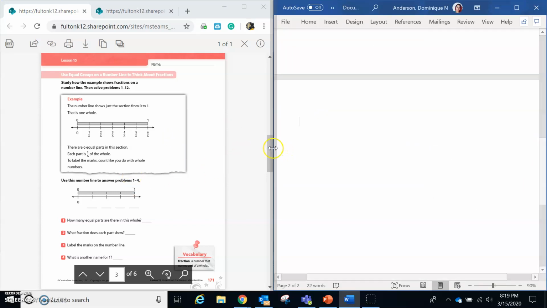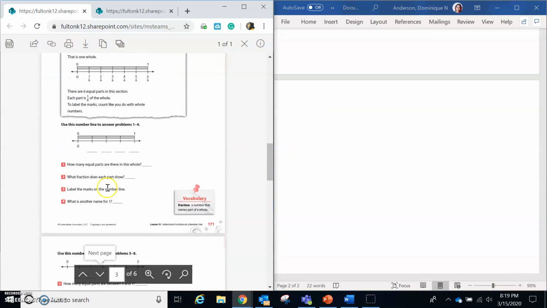It says, use this number line to answer problems 1 through 4. How many equal parts are in this whole? So again, we're going to count the spaces. So I have 1, 2, 3, 4 equal parts. That's number 2. What fraction does each part show? So remember, if we look back up here, it says each part is 1/6 of the whole because we had 6 equal parts. So if we have 4 equal parts, each part would be what? Good, guys, 1/4.